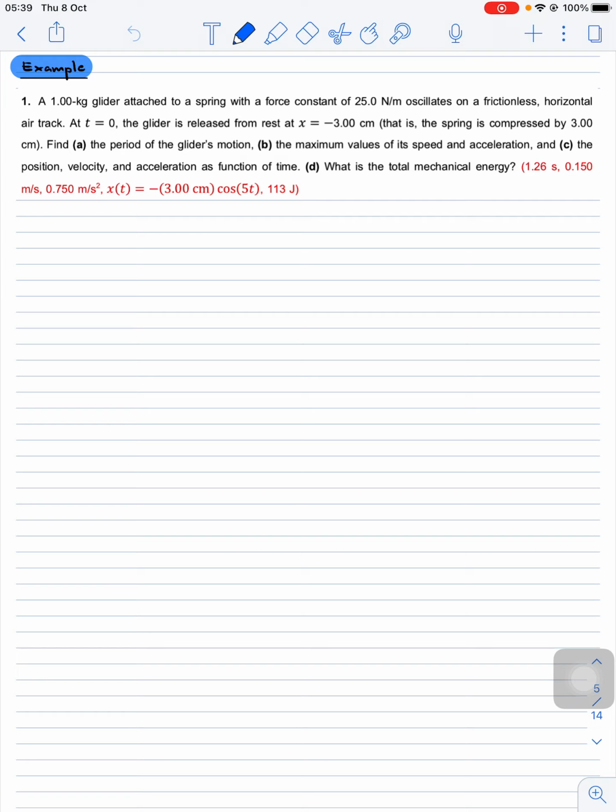Okay, so let's just list the variables that we know for the question first. We have the mass of the glider, so this is the variable m equal to 1.00 kilogram. And we know the spring constant equal to 25 Newton per meter, so this will be the K, 25.0 Newton per meter. And then, when the time equals 0, the glider is released from x equal to negative 3 centimeter.